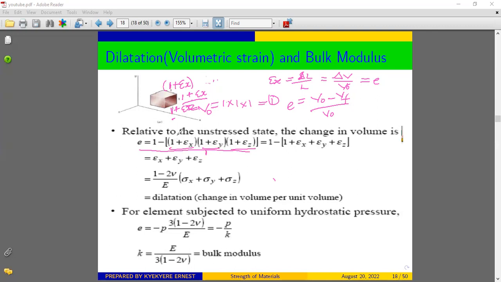And from here, when we try to simplify this side, assuming that the strain is very small, then we can say that even if you simplify just the first two terms, the 1 plus epsilon x into bracket 1 plus epsilon y.